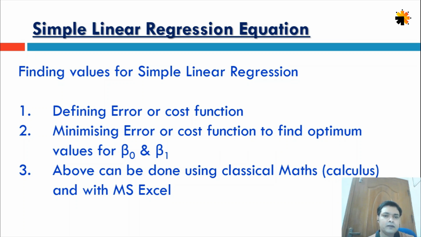Then minimizing this particular cost function to find my optimum beta naught and beta 1. This one we can actually do with classical maths, using calculus for simple linear regression. If it is a multiple linear regression, it is a little bit complicated. We can do it with maths, but it is a little bit difficult because I have to go with the first derivative and second derivative. So I don't want to do that in maths.